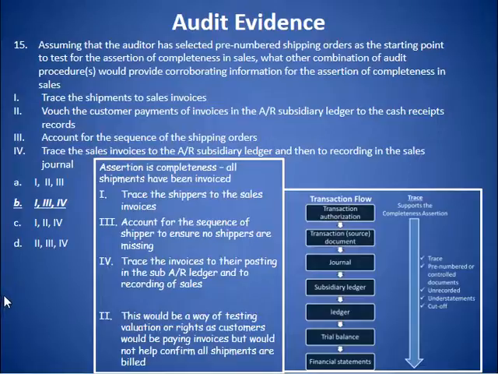And lastly, trace the sales invoice to the accounts receivable ledger and then to the recording sales journal. Again, if we take a look, transaction authorization to the transaction source document, the sales invoices, which are eventually posted to the sales journal and the accounts receivable subsidiary ledger. So what's happening in this case, we're going again from top to bottom. So in this case, the answer would be 1, 3, and 4.